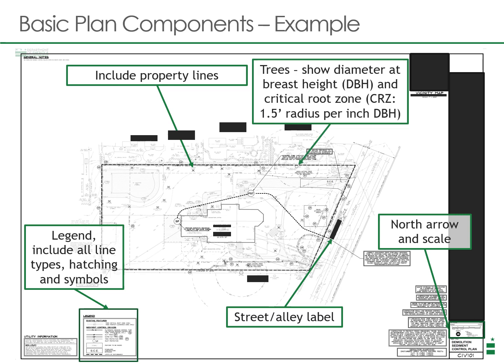And then any trees on the site or near the site, within or around the LOD, must be shown. You must also show the diameter at breast height, or the DBH, and the critical root zone. The critical root zone is not the same as the structural root zone. The critical root zone is defined as 1.5 feet of radius per inch of DBH.